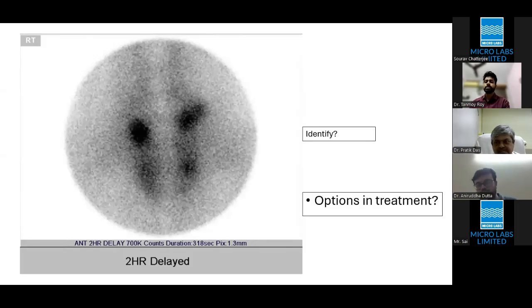The option in treatment is that it has to be removed. Parathyroidectomy can be done.